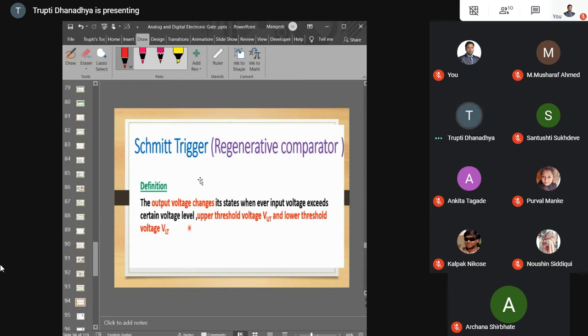The Schmitt trigger is also called a regenerative comparator because we are giving the output again to the input. We are comparing output with input. Just like in a control system, there is a closed loop system, and in a closed loop system one feedback is provided. Similarly, the Schmitt trigger also has one feedback loop for regenerative comparison. That's why it is named the regenerative comparison circuit.